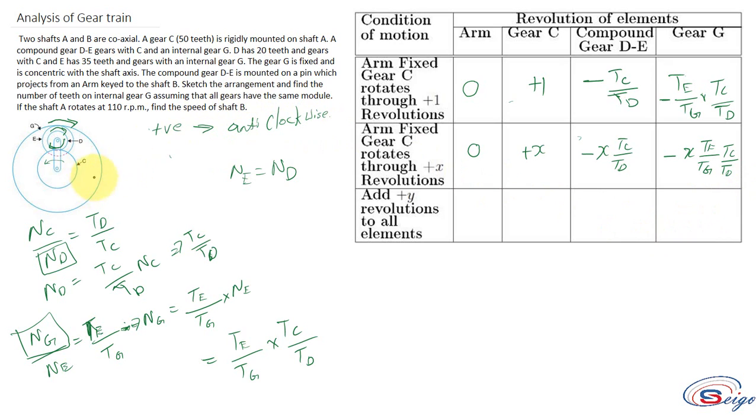Next, what I am going to do is add plus Y revolutions to all elements, that means for the arm, gear C, compound gear DE, and gear G. So the arm value will become 0 plus Y, that means plus Y. For gear C, there is already X, so this will become Y plus X. Adding plus Y, the equation for compound gear DE will become Y minus X into TC by TD, and the equation for gear G will become Y minus X into TE by TG into TC by TD. So this is how we develop the equations for epicyclic gear train analysis.